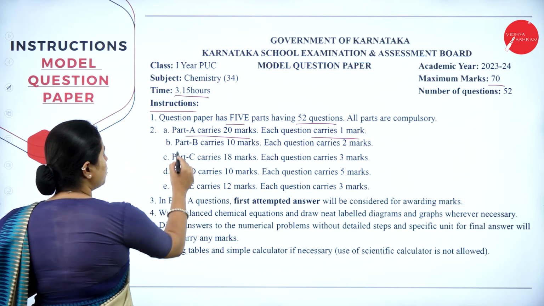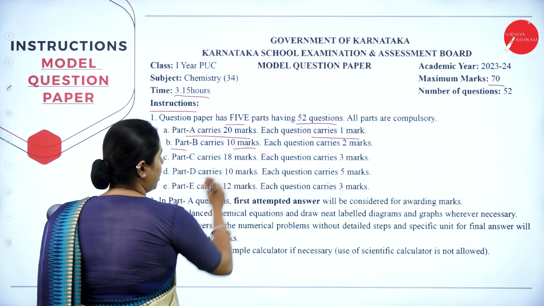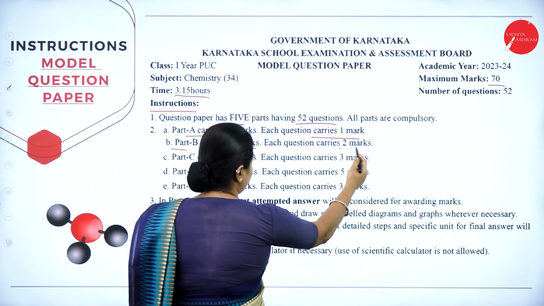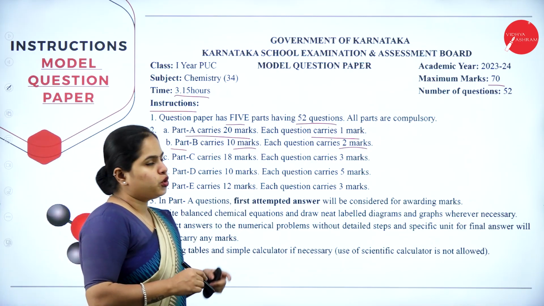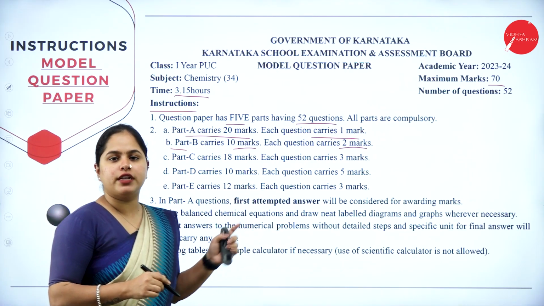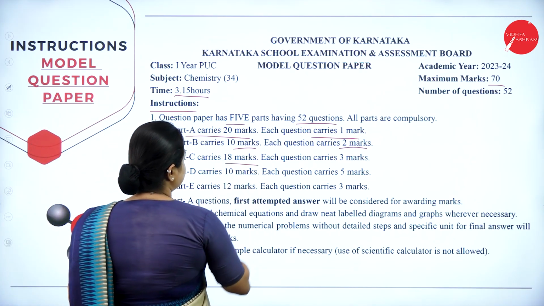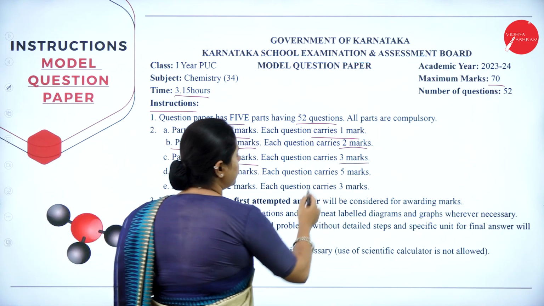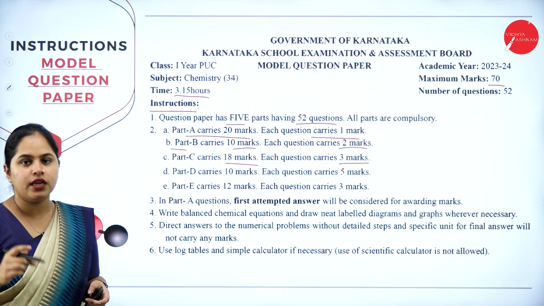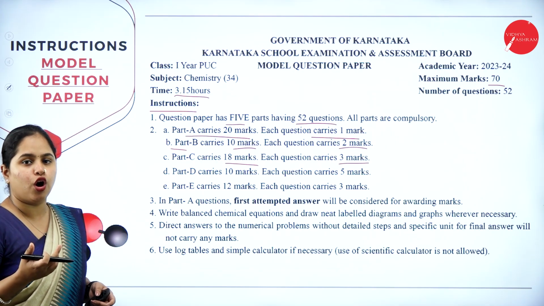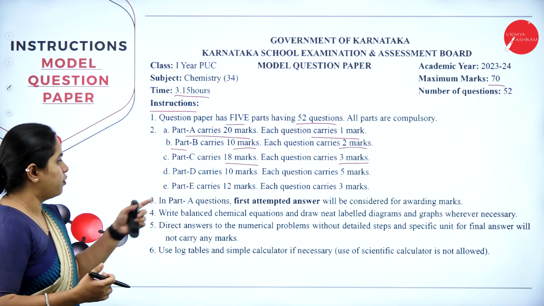Now moving on to Part B, it carries 10 marks and each question will be 2 marks. So a total of 10 marks you will be getting from Part B. Now Part C carries 18 marks and each question will have 3 marks. A total of 18 marks we can get from Part C.